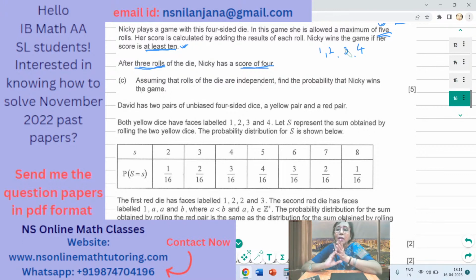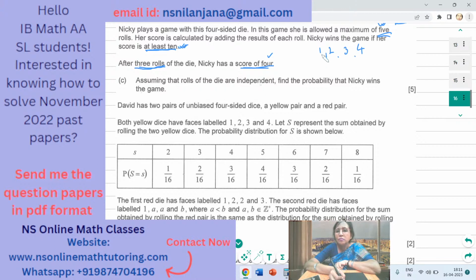Now, how can she win by playing the remaining 2 rows? That is the question, because it is certain that she cannot win by just playing once more. Okay. And she has to get a score of at least 10. She has got the score of 4. How can she get 6 or above 6?